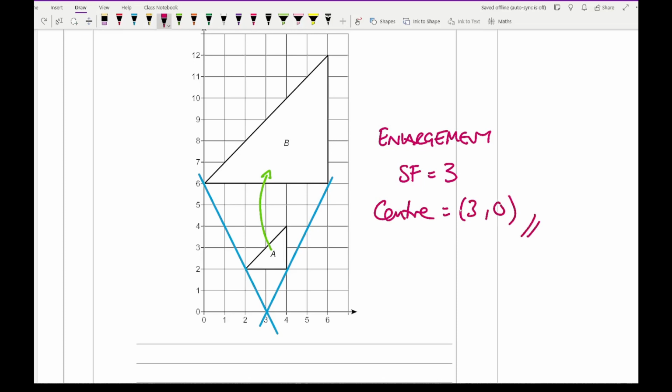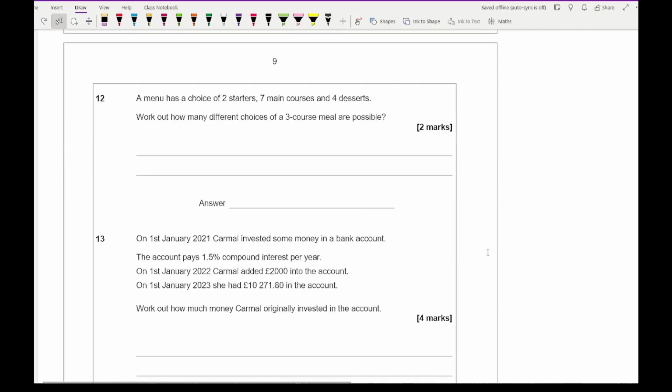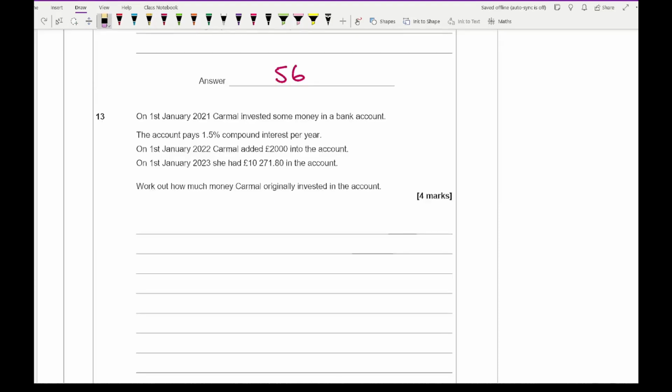And there we go. Moving on to question 12, it says that a menu has 2 starters, 7 mains and 4 desserts. And the question is asking, work out how many different choices of a 3-course meal are possible. So for this, all we need to do is just simply multiply those 3 numbers together, in which I get an answer of 56.